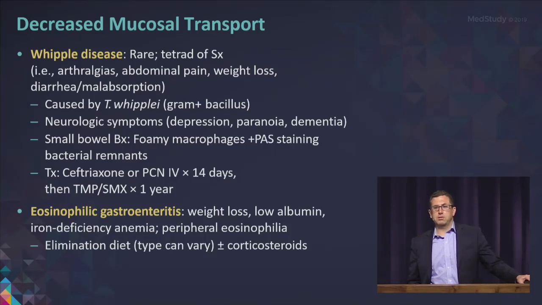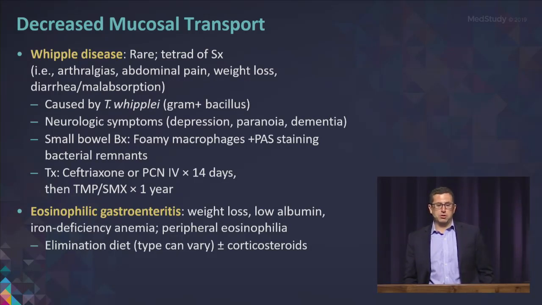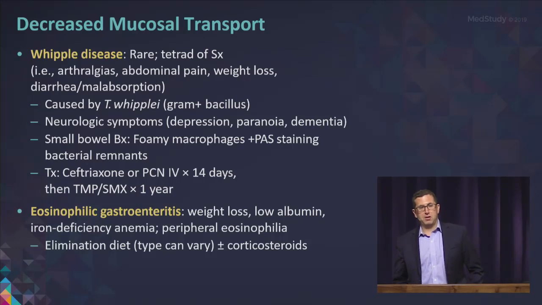Decreased mucosal transport is also associated with Whipple's disease, which is actually a pretty rare disease, but it's associated with a tetrad of symptoms, including joint pain, abdominal pain, weight loss, and diarrhea with malabsorption. It's caused by T. whipplei, which is a gram-positive bacillus, and it is associated with neurologic symptoms, including dementia and paranoia, and biopsies will classically show foamy macrophages with positive PAS staining of the bacterial remnants. And it's treated with ceftriaxone or penicillin for 14 days, and then trimethoprim-sulfamethoxazole for about a year.